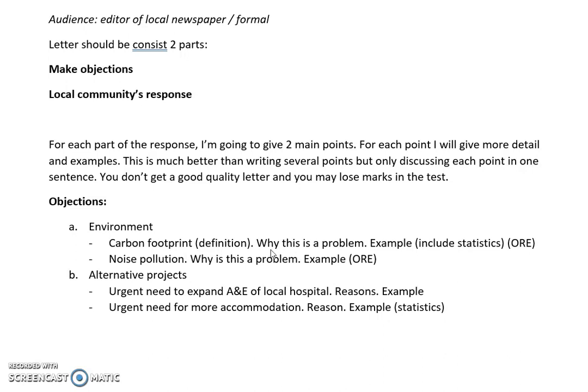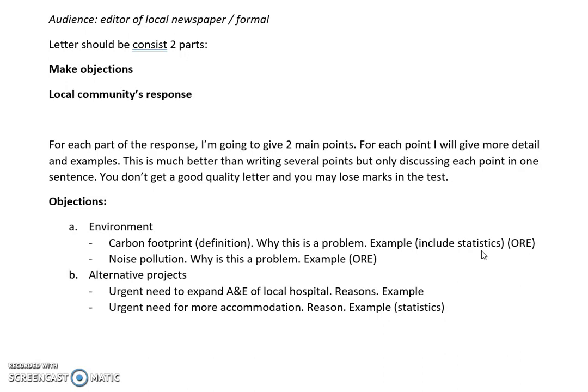I'm also going to say why these carbon footprints are problems. Why is it that emissions of all these gases, etc., from all these airplanes at this airport are going to be a problem? And then I'm going to give an example. And the example I'm going to give is going to include statistics. Now, if you're writing a real letter to a proper editor, then obviously you need to do some research regarding the statistics.